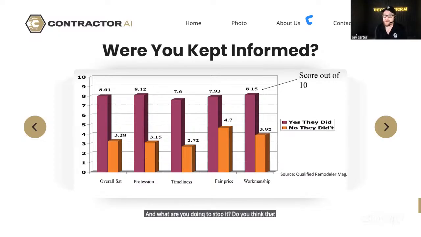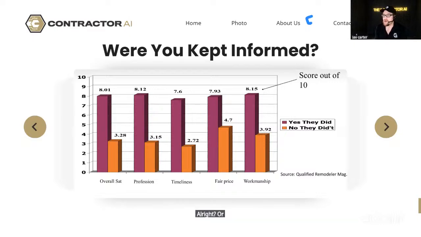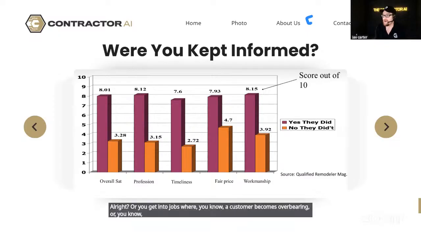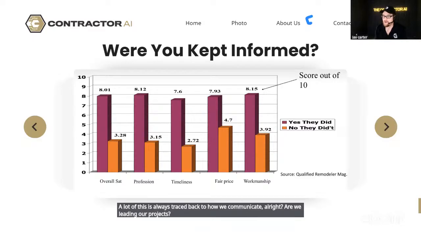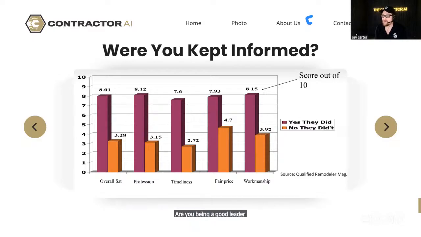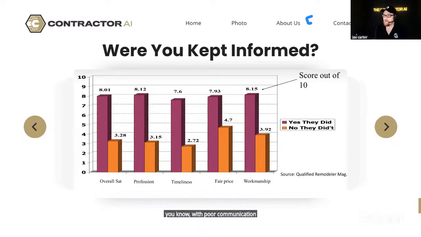Do you think that has a lot to do with why customers don't trust us? Or you get into jobs where a customer becomes overbearing, creates leverage, or becomes hostile. A lot of this is always traced back to how we communicated. Are we leading our projects? Are you being a good leader, informing your customer beforehand, or are we just going about every job with poor communication and wondering why we're having problems?